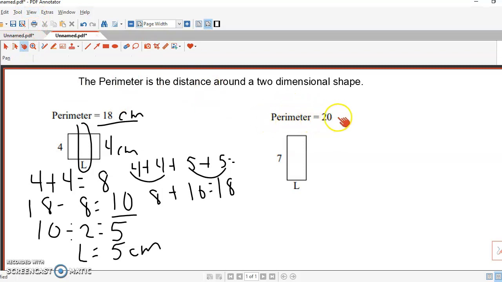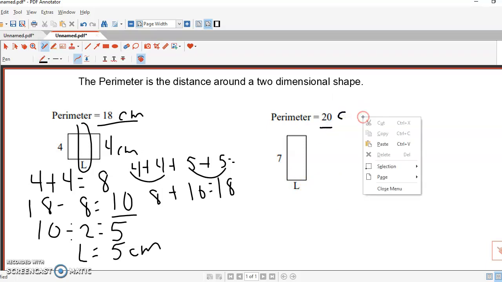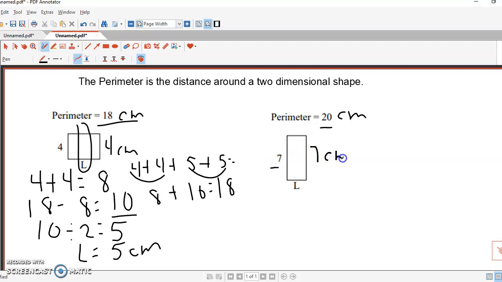This time the perimeter is 20 centimeters. One side is 7 centimeters. Now we're trying to find the unknown. We're trying to find the length. So as I said, we know that the perimeter is 20 centimeters. And if we know that one side is 7 centimeters, then the other side is 7 centimeters also.